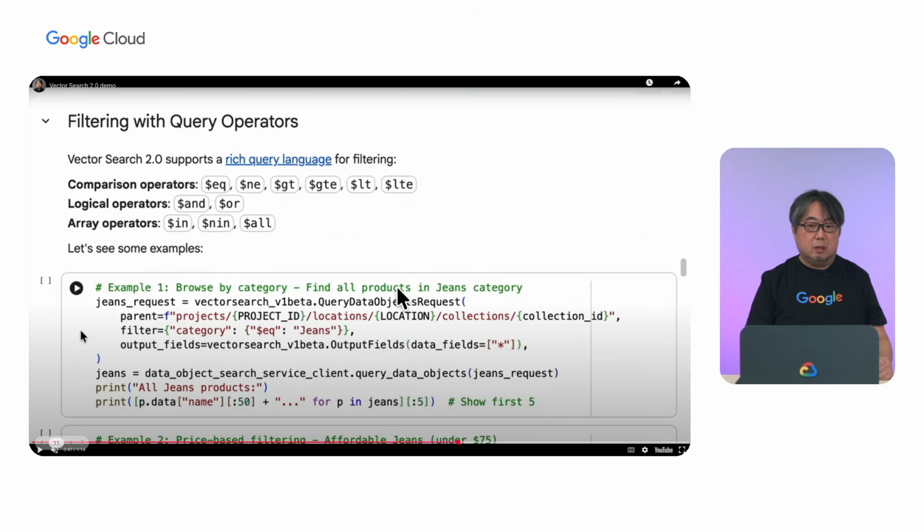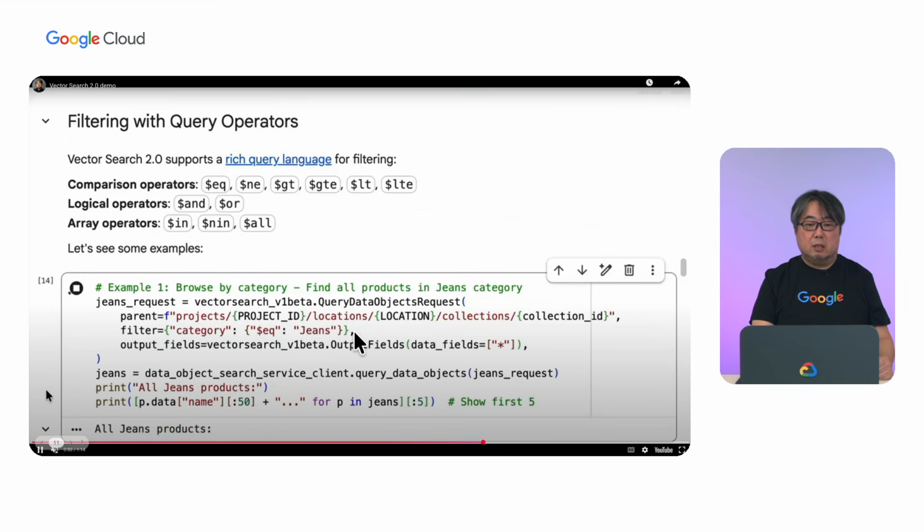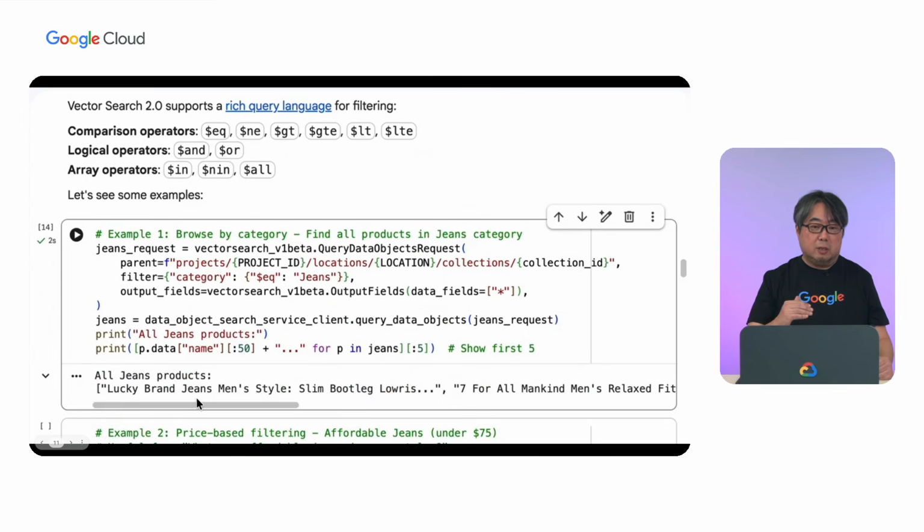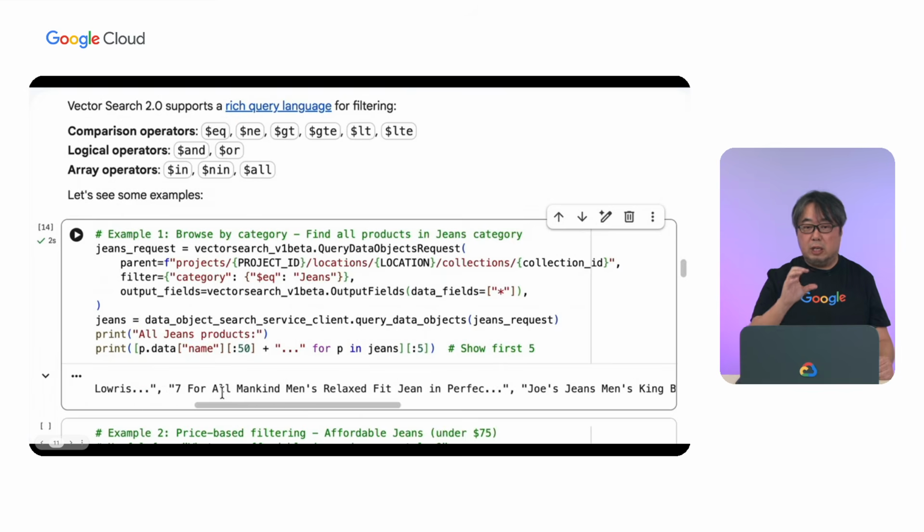In this example, it defines a filter, search by filter, where it tries to find all the items that have category equals to jeans. So by running it, you get the list of all items that have the category equal to jeans.